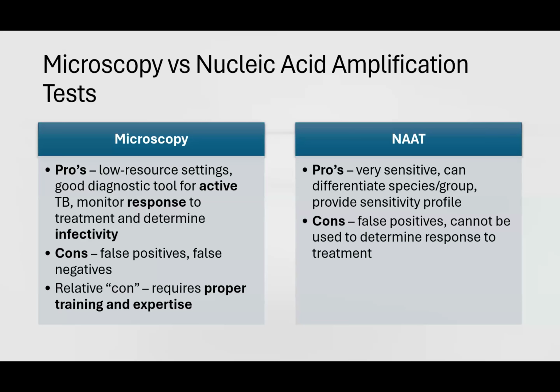Whereas with the nucleic acid amplification tests, the pros are that it's very sensitive and it can also differentiate species or groups and also provide sensitivity results as well, which obviously the microscopy can't do. And the cons are that it's so sensitive it can lead to false positives, and it can't be used to determine the response to treatment. So ideally, we would ask for the stain and the GeneXpert, the nucleic acid test, in most situations when we send a sample.